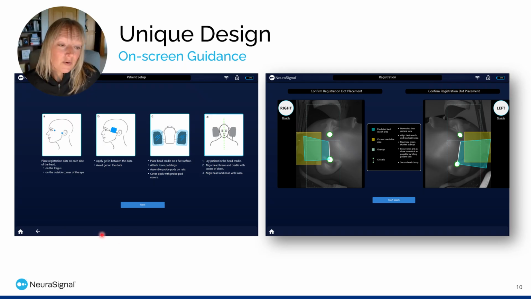The system will walk you through every step that is required for setup. It will show you that stickers are required to be placed at the corner of the eye and tragus of the ear. Gels required between the stickers. The head cradle should be set up symmetrical to the patient's shoulders, and the eye-safe laser should be used to align the patient's nose and chest.